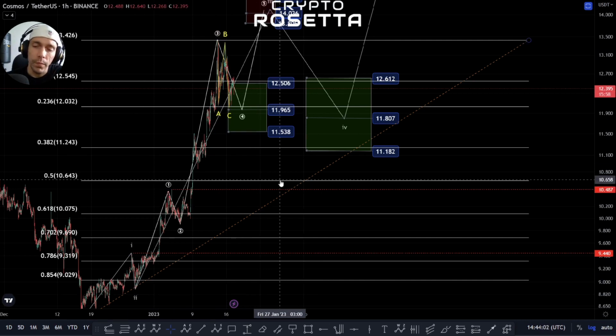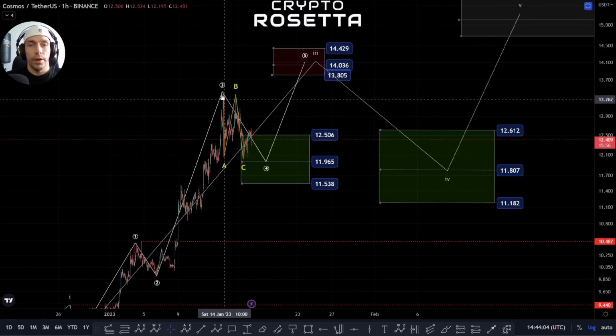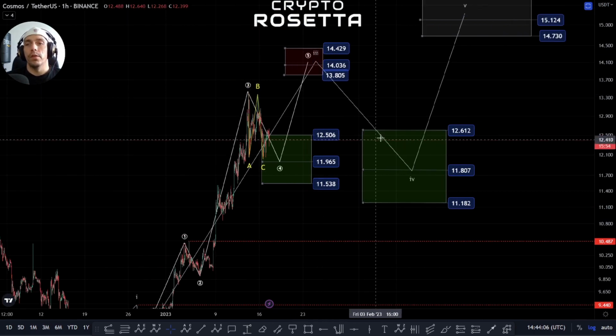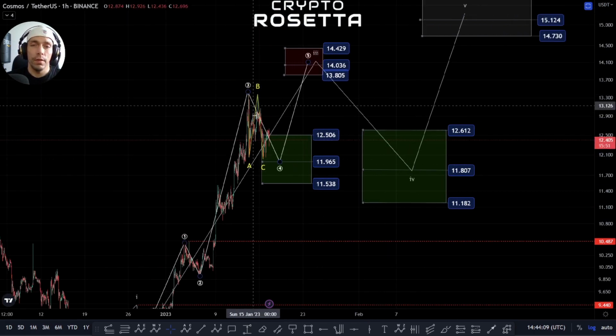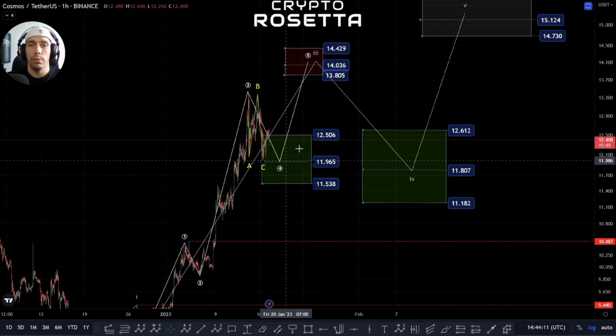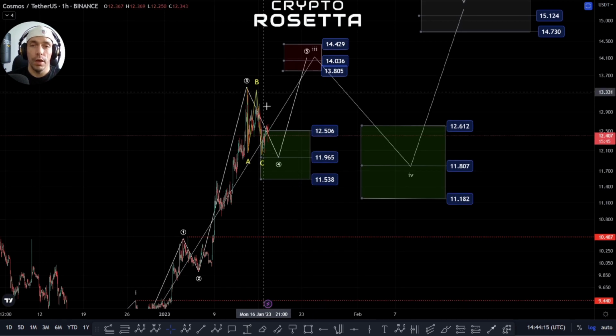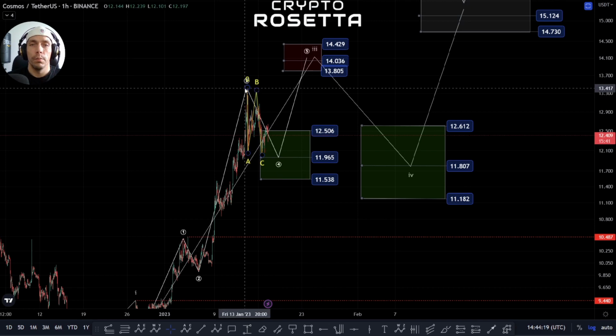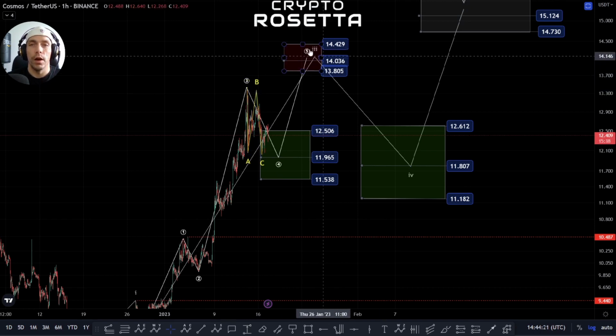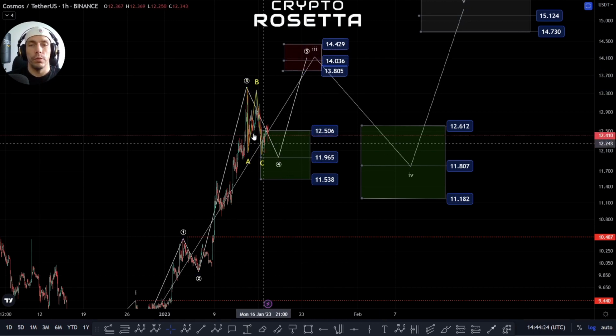However, my primary count is still looking for this fourth and this fifth wave. Until we get these fourth and fifths to the upside, we need to bear in mind that this is not a confirmed 5-wave move yet. Until we hold this support zone, push up again, break this high point and set a new high, this is not confirmed.